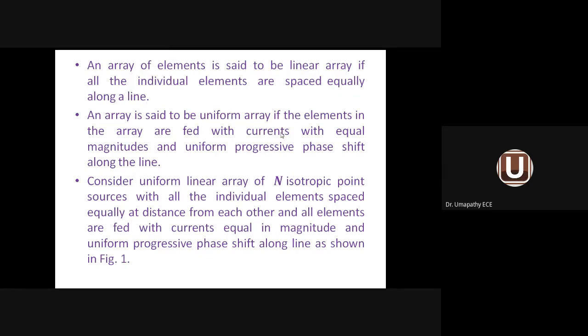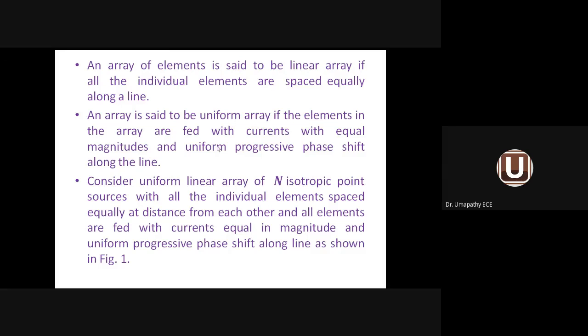Uniform array means all the elements will be given equal magnitude and the progressive phase shift along the line. Progressive means the phase shift between antenna element 1 and 2 will be equivalent to 2 and 3, equivalent to 3 and 4. So we call it a linear antenna array.